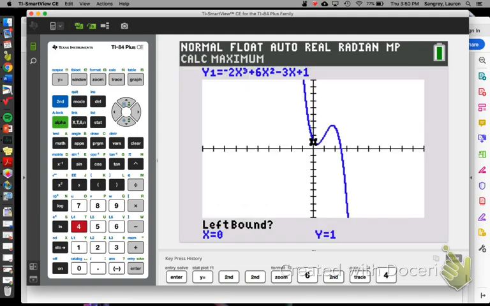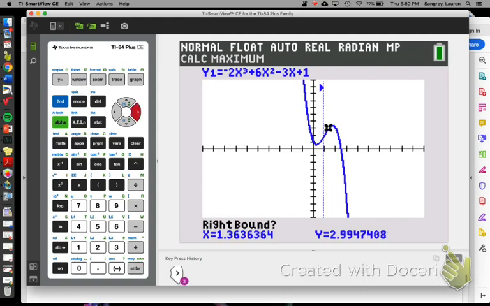So that's option 4. The calculator is going to ask you for a left bound and a right bound, and then it's going to ask you for a guess. So go a little bit to the left of where you think the max is and hit enter. And then go a little bit to the right, hit enter, and then you can put your cursor where you think the max is as a guess. So the calculator is basically saying, hey, I need you to do most of the work and tell me where you think the max is, and then I'll tell you for sure.